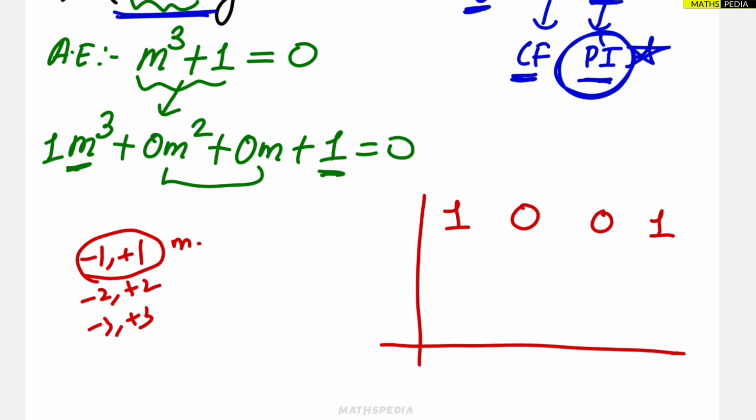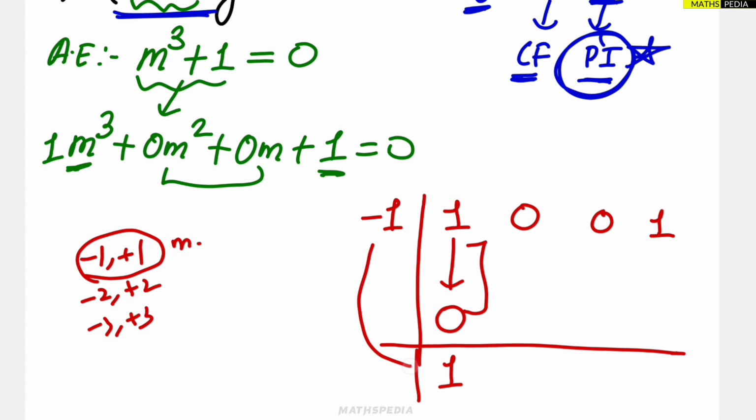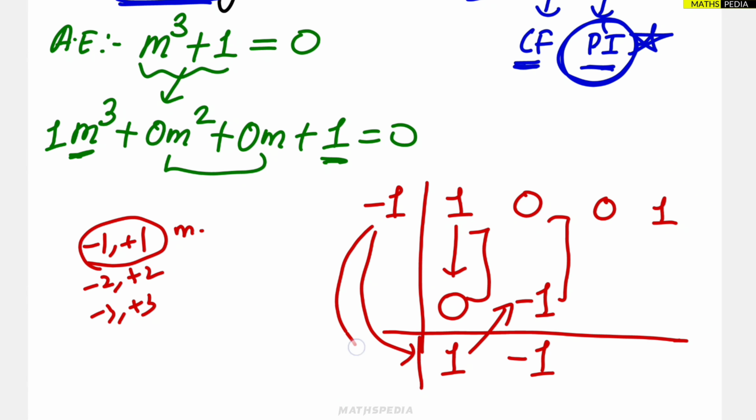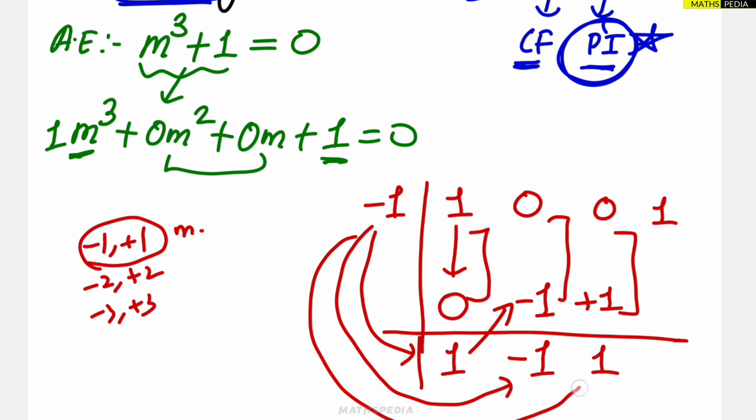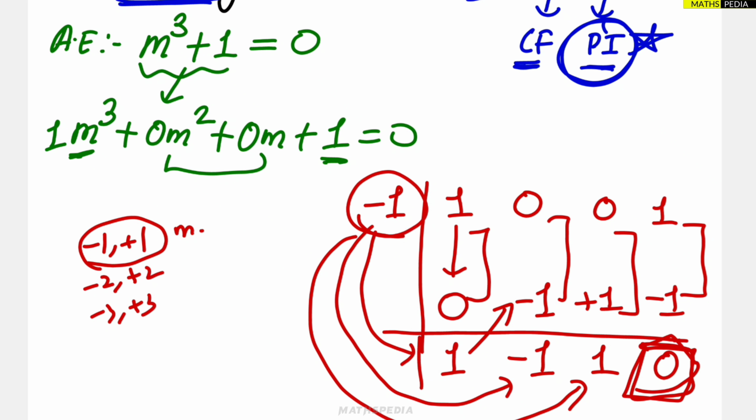So that solution can be substituted here: minus 1. Then below this one, substitute 0. Always it is 0. Then add these two: 1 plus 0 is 1. Multiply minus 1 and 1. How much are you getting right over here? Minus 1 into 1, minus 1. Add 0 and minus 1, you are getting minus 1. Minus 1 into minus 1 is plus 1. Add these two, you will be getting 1. Then minus 1 into 1 is minus 1. Add these two, you will be getting 0. Now at last you should get 0, then only the answer is satisfied. That means minus 1 is one of the roots. Now we got one of the roots. What about the other two roots? Because m cube means 3 roots should be there.